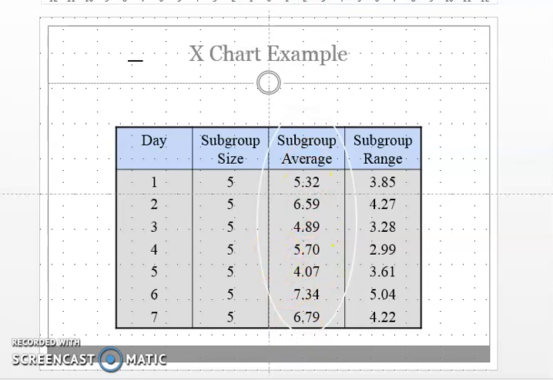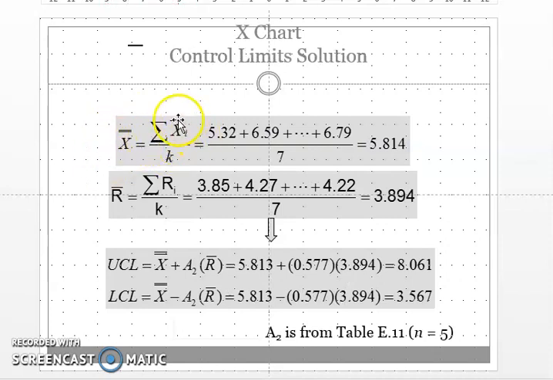In this the data is given, and you have to calculate X double bar, which is equal to X bar of the first day, X bar of the second day, up to X bar of the 7th day. Here K is 7 for 7 days, that's why 7 is taken, and you have calculated the grand mean of means. Here you have calculated 5.814. You need a calculator to solve this problem. And here R bar is equal to summation of Ri divided by k. Already you have done this.